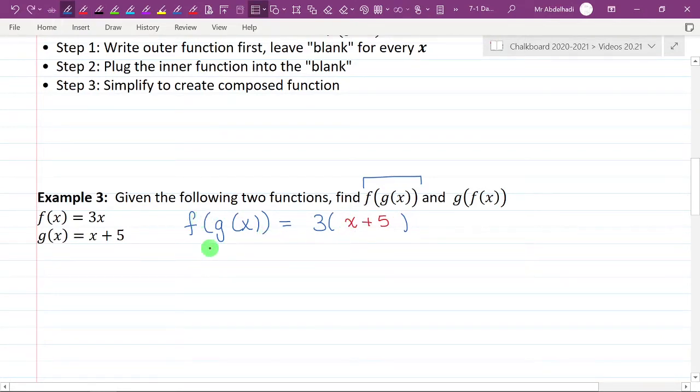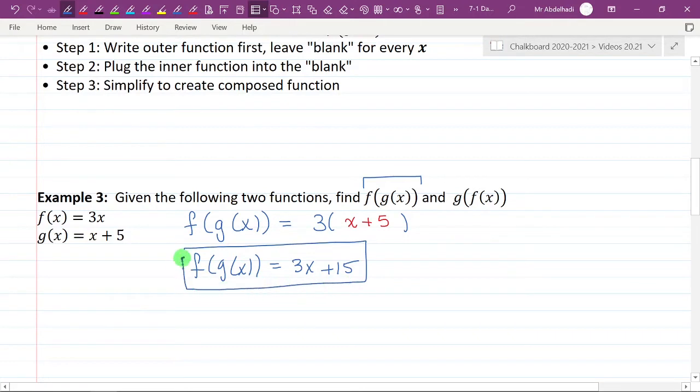f of g of x is simply going to be 3 times x, which is 3x, plus 15. This is my composed function, f of g of x.